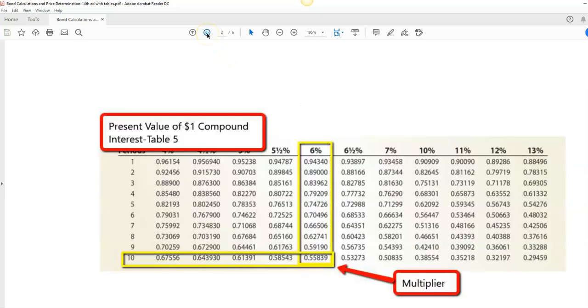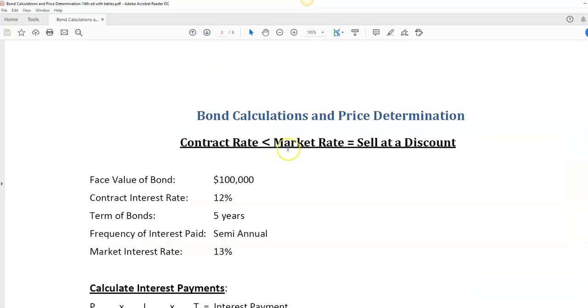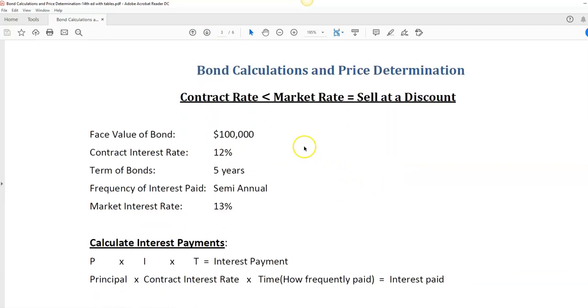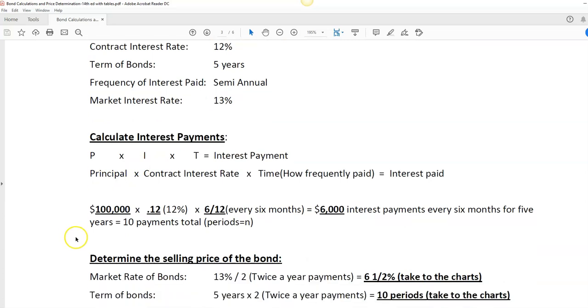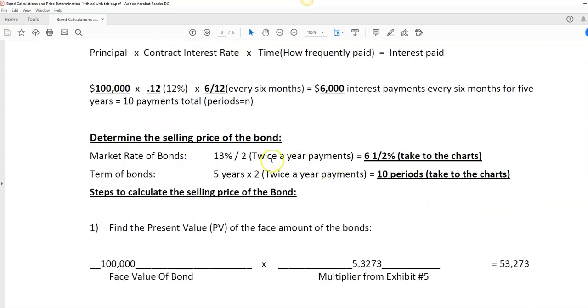So let's go down. When contract rate is going to be less than market, we sell at a discount. So here's my information. Again, same information, except now my market is 13%. The interest payment is still calculated. Remember, contract only, $6,000. That will never change. Now I'm going to determine the selling price to figure out what goes to the chart. 13% divided by 2, 5 years times 2. So this time I take 6.5% and 10 periods.